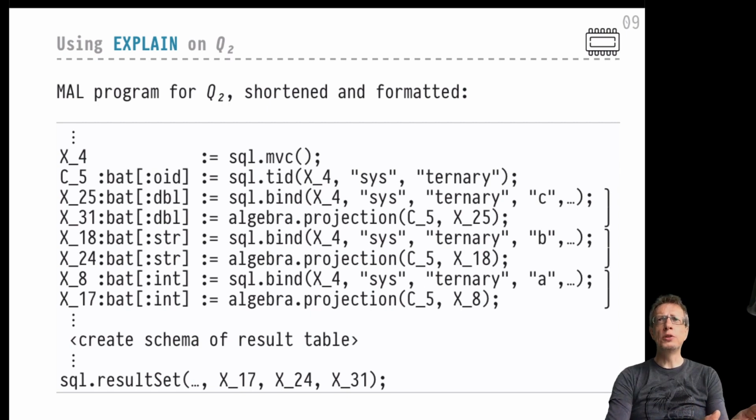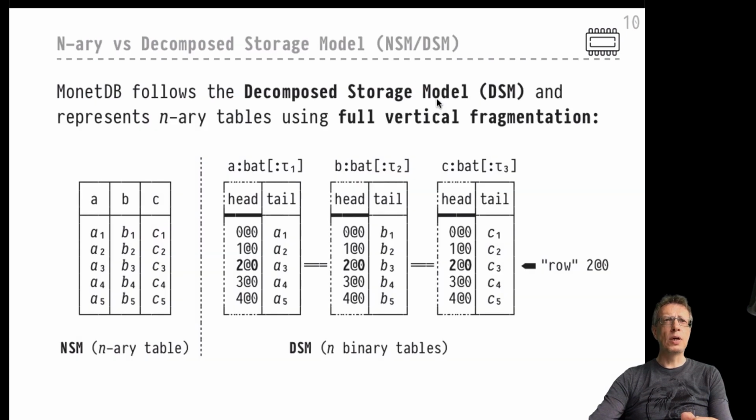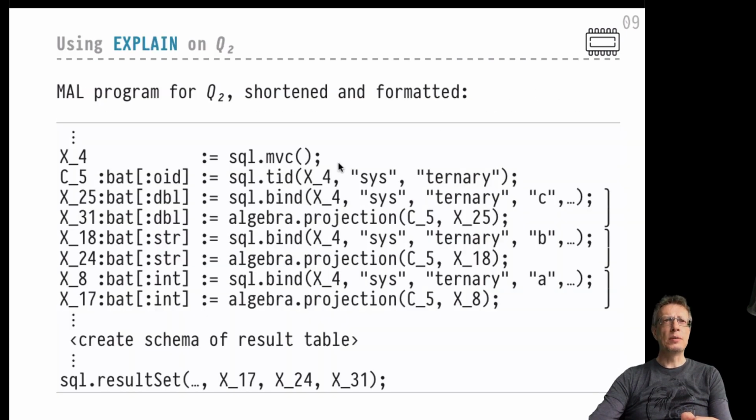So this would be the gist, this would be the core, the relevant excerpt of the MAL program that implements query Q2. So we find the initialization of the SQL subsystem here. That looks good to me. And then the access to the visibility BAT. Okay. And the access to all of the column BATs, the C, the B, and the A BATs, of course, properly typed as we've just seen in the real MAL output.